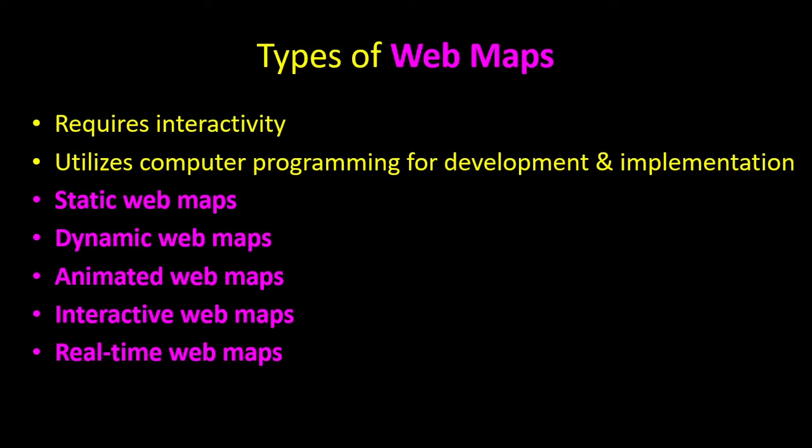An animated web map is one in which the user actually can change things, and it's typically changed through time. We've already looked at animated maps in a previous online lecture, but the idea here is animated maps in which you can change the time.